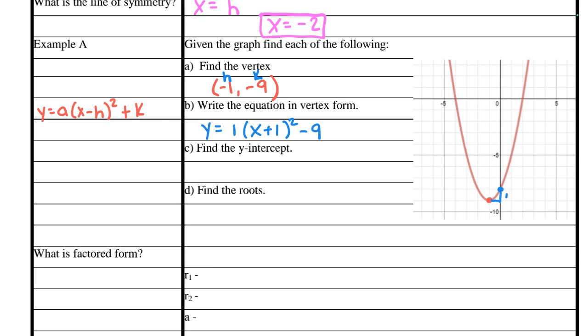Our y-intercept is where our parabola crosses the y-axis, which is at that blue dot I just made. So our x value is 0, but our y value looks like it's down at -8. And our roots are where it crosses your x-axis. So it looks like we have one at (-4, 0), and the other one over at (2, 0).